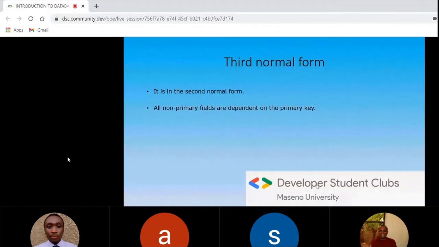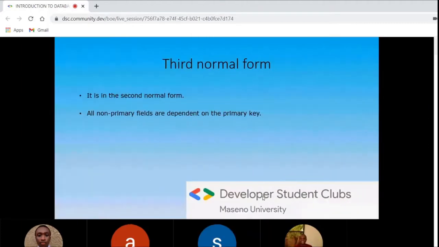So do you people get what we are talking about, or what we mean by the normal forms? And if someone has a question, you can drop it in the chat so that we can see it. So far so good. Okay, thank you.